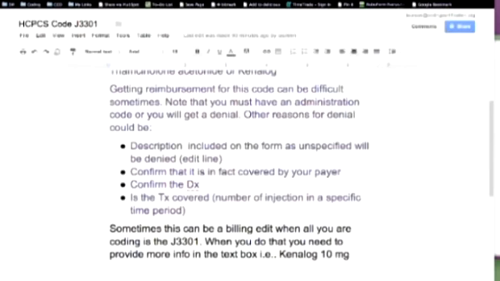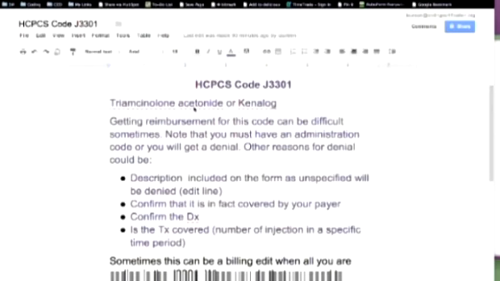Sometimes this can be a billing edit when all they're doing is coding the J3301. When you do that, just don't forget that you need the administration code. Put the Kenalog or put the triamcinolone in there and state what it is. I noticed I didn't say the second word because I tend to pronounce that incorrectly. So you can just assume how to pronounce that.